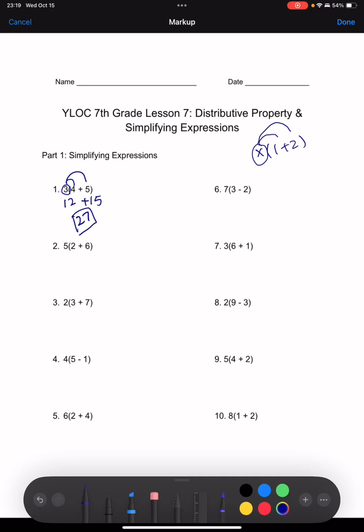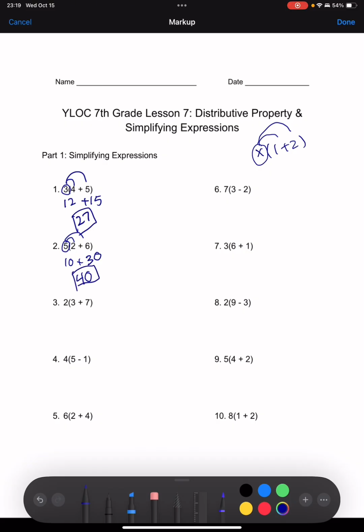Number 2, 5 parentheses 2 plus 6 parentheses. We have to distribute the 5 to the 2 and the 6. So 5 times 2, 10, plus 5 times 6, 30. That is equal to 40.